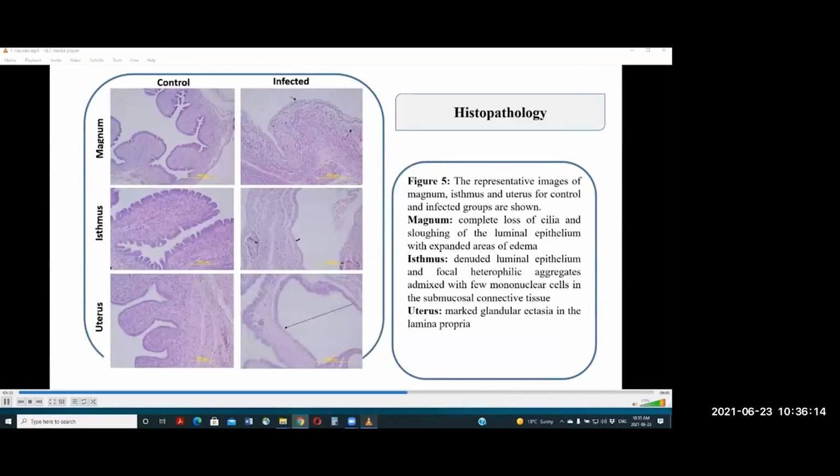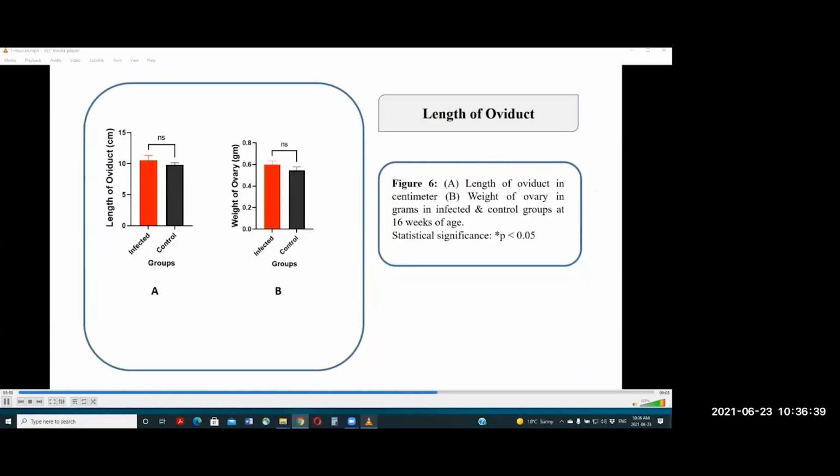Microscopically, all parts of the oviduct, magnum, isthmus, and uterus of the infected group were affected. They generally showed loss of cilia with sloughing of epithelium. Areas of edema and mononuclear cell infiltration were also evident, and marked glandular ectasia was observed in the lamina propria of the part that was affected with the cystic lesion. There were no statistically significant differences in the lengths of oviduct and weights of ovaries between the infected and control groups.